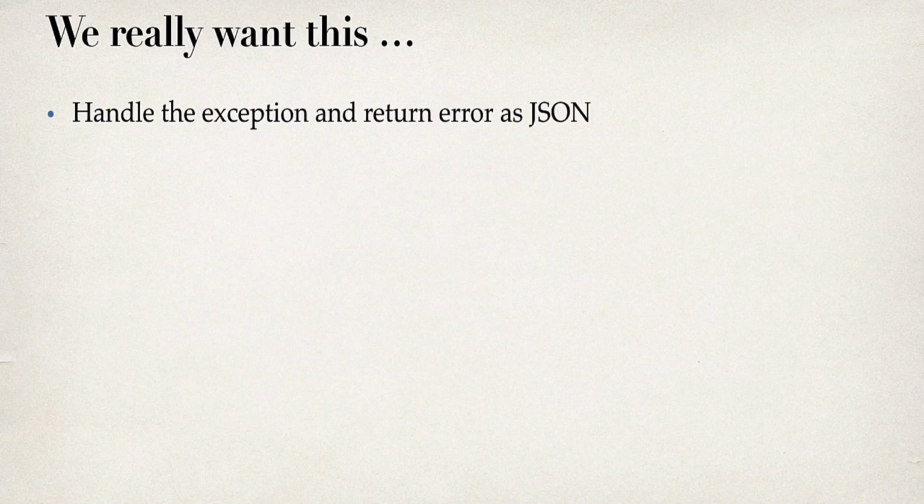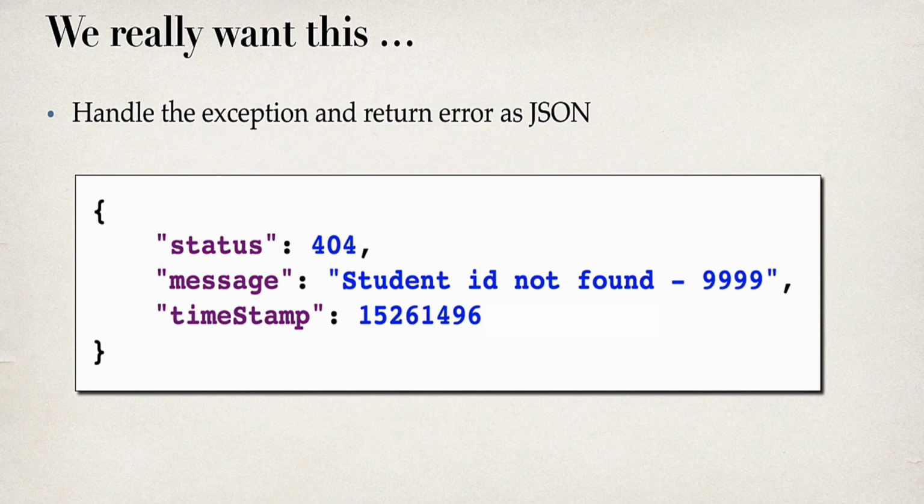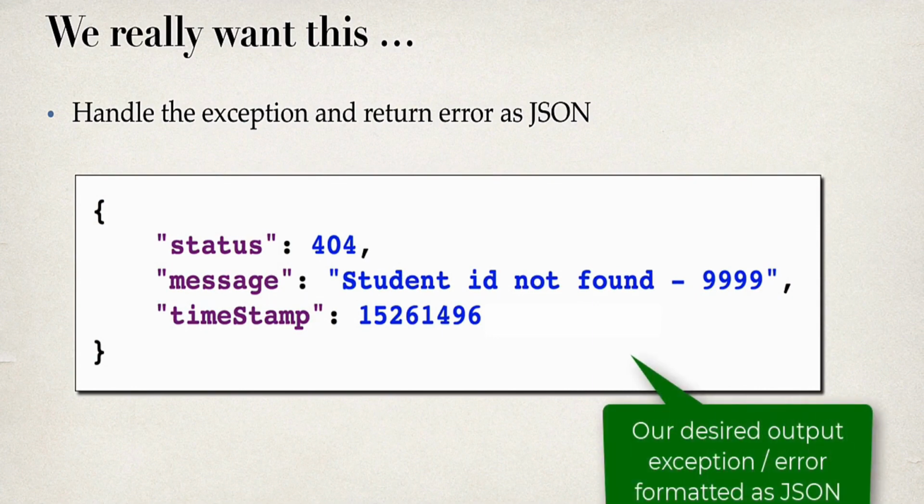What we really want is this. We want to handle the exception and return the error as JSON. So we'd like to have a nice little JSON message come back that has the details on the error or the exception. So we'd like to give the actual status code of 404, the actual error message, and then maybe a timestamp as far as when this given error occurred. And that's what we really want. And that's what we'll actually build out in this video.